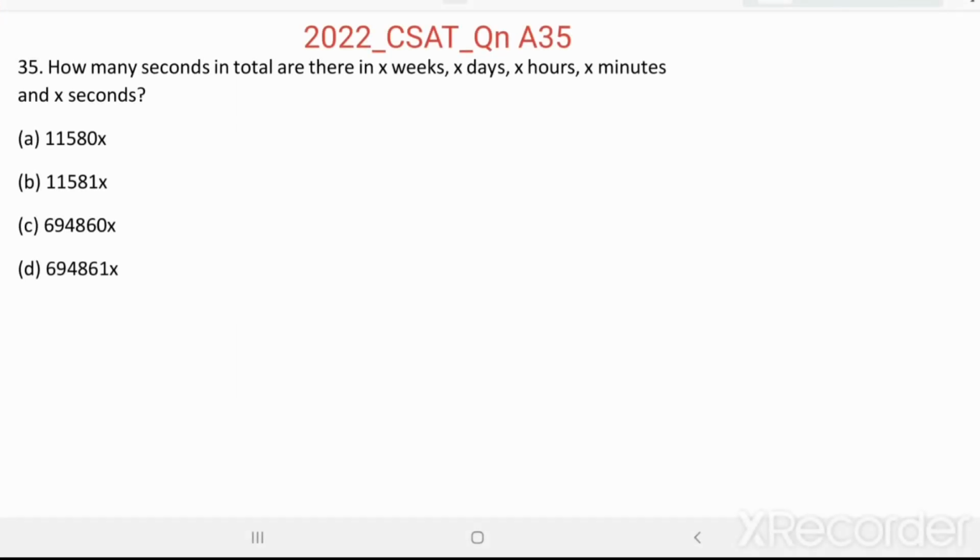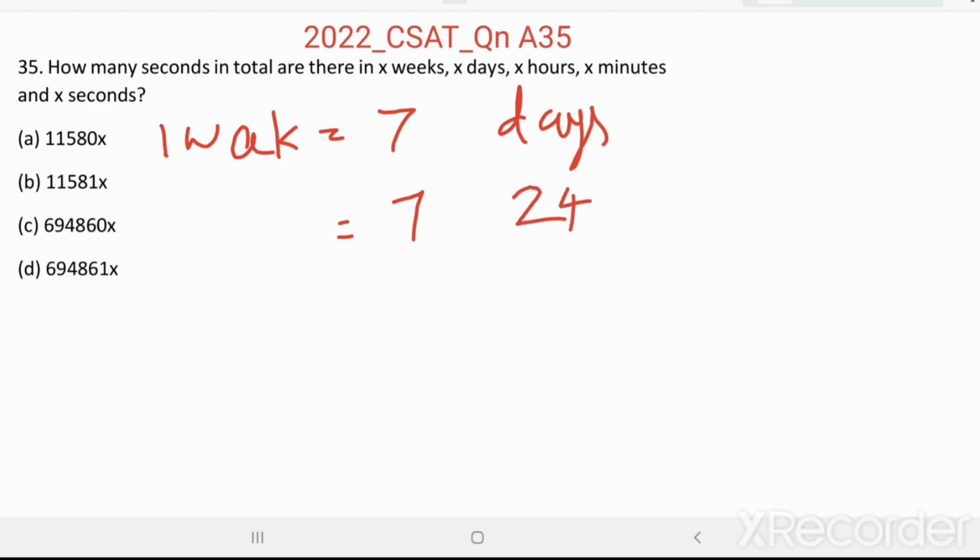Question number 35. How many seconds in total are there in X weeks, X days, X hours, X minutes and X seconds? We know 1 week equals 7 days. Then we know 1 day equals 24 hours. This is 1 day. Then 1 hour equals 60 minutes.